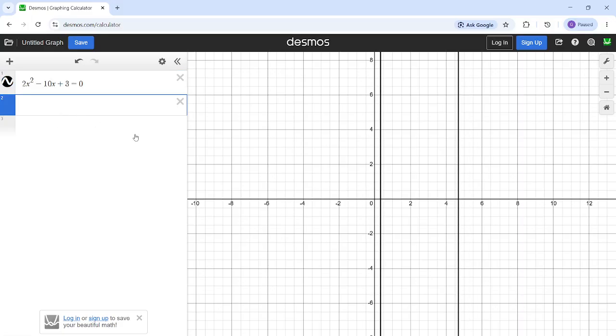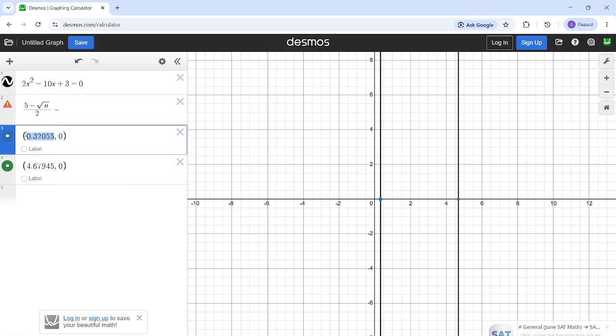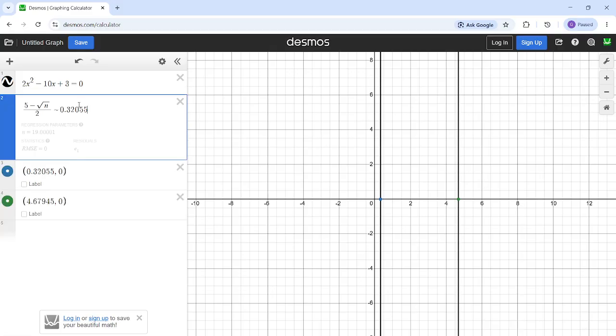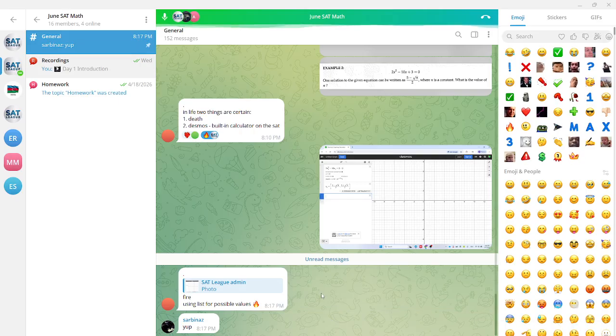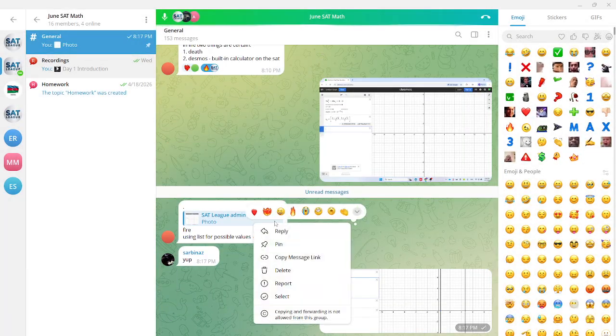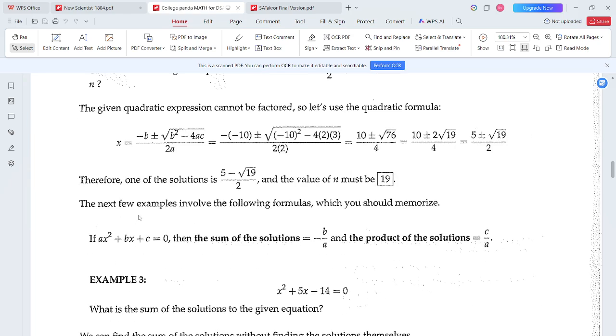5 minus square root of n divided by 2. Guys, so far have you understood all the tricks we are solving for? We are learning all the things, all the formulas. Now the third way is again using this formula, but I would not recommend it. So just don't do it.